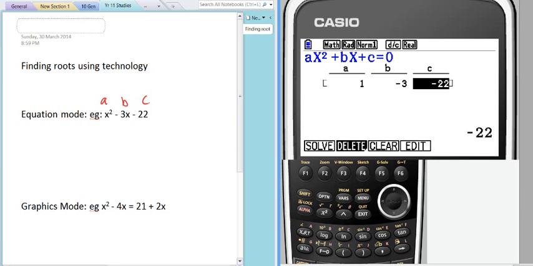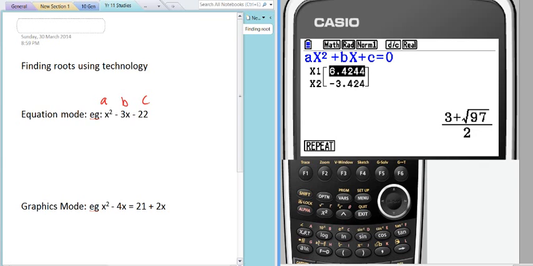And then we click solve, and it will come out with 2 solutions. And because our calculators are nice and new, they should give us exact solutions. And it shouldn't surprise us when it's 3 plus root 97 over 2, and then what will the other one be at a guess? Yeah, good. 3 minus root 97 over 2, because it's come from the quadratic formula.